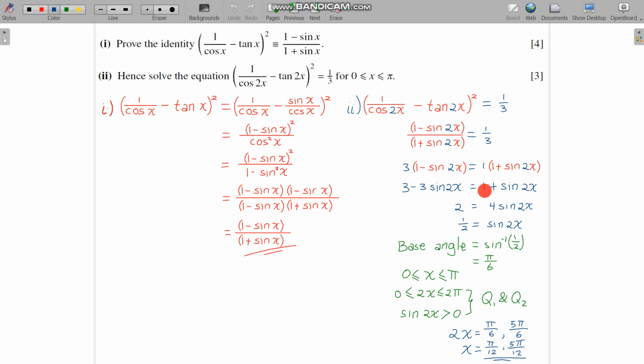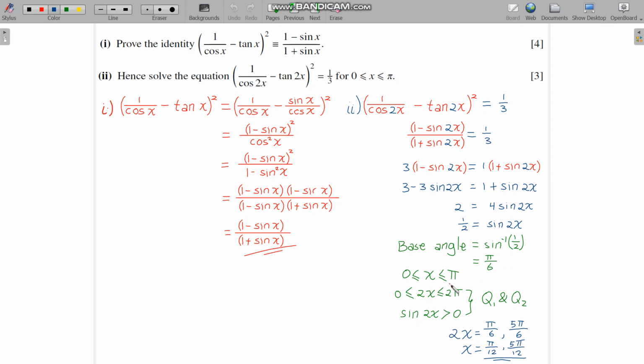We move this 1 to the left. 3 minus 1 is 2. We divide by 4. 2 divided by 4 is 1/2. And the base angle is inverse sine 1/2, which is pi over 6.